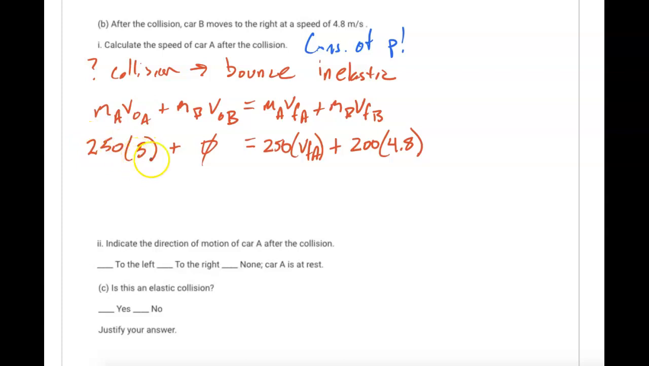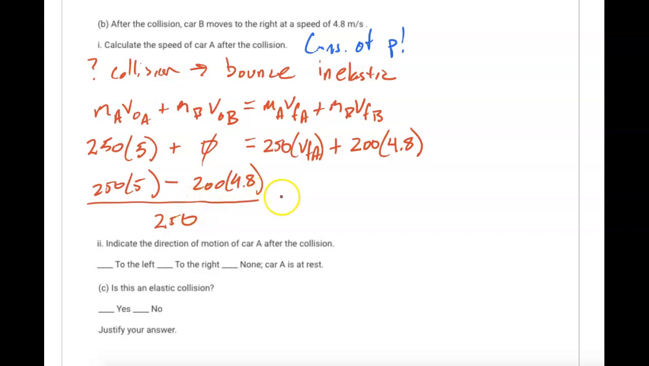So we're going to take that 250 times 5. We are going to subtract the 200 times 4.8, and then we're going to divide everything that we see here by 250. Now be careful because these 250s don't cross off. You need to do the math on top. Then you can divide by 250, and that will give you an answer of 1.2 meters per second. Notice that that is a positive value. If it was negative, it would come out negative. So it says indicate the direction of car A after the collision, and that would be to the right.